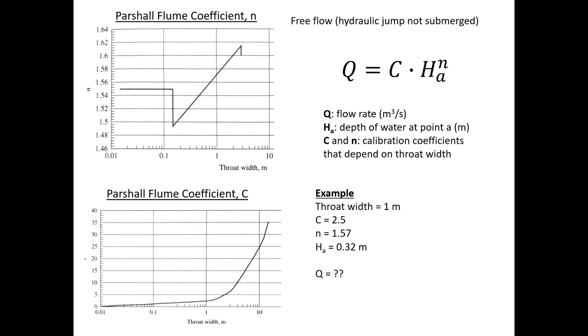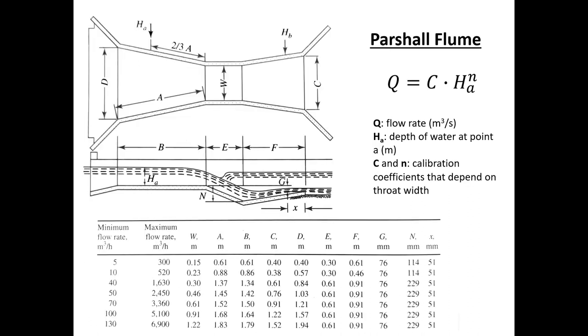It's relatively simple as long as this hydraulic jump isn't interfering with the flow of the water. But if the downstream depth is high enough that it begins to cause some resistance, then that would increase the H sub A if the downstream depth was too high. We'd have to use a series of correction factors, but we'll get into that another day.